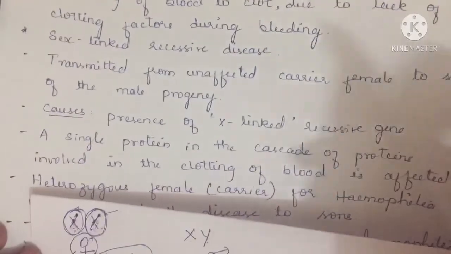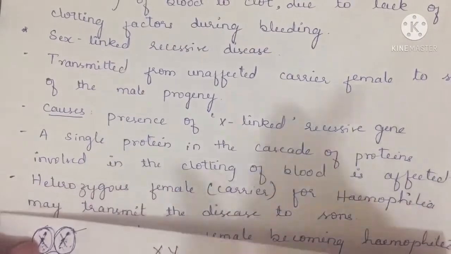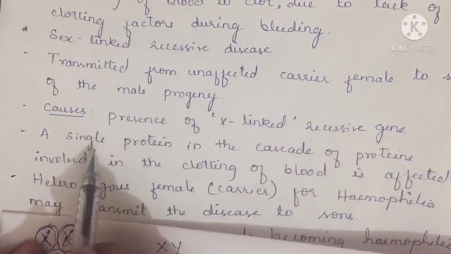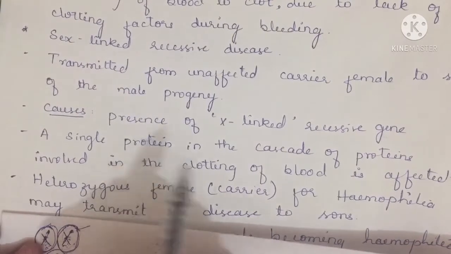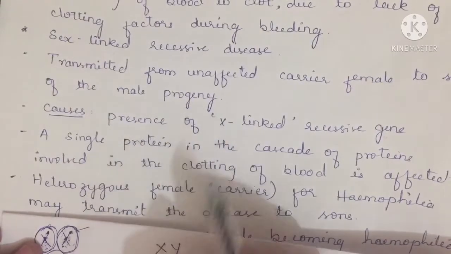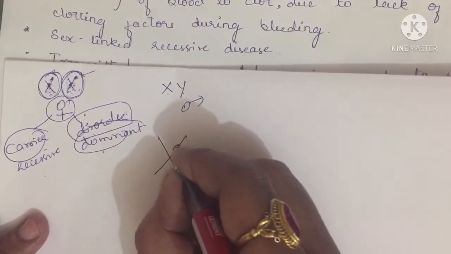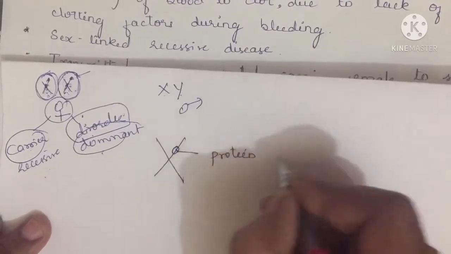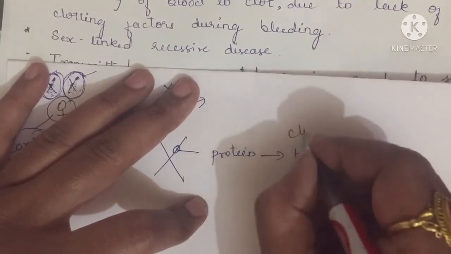Okay. Next, you can find a single protein in the cascade of proteins involved in the clotting of blood is affected. Okay, the X-linked recessive gene is there. The gene which is responsible for what? The gene which is responsible for the production of a protein. Which protein? The protein which is required for the clotting of the blood. Okay, because there is a presence of a defective gene. Now this is the one gene. This is the X chromosome. Here there is presence of one gene. Now this one gene is producing one protein, and this protein is used for blood clot, or clotting of blood.